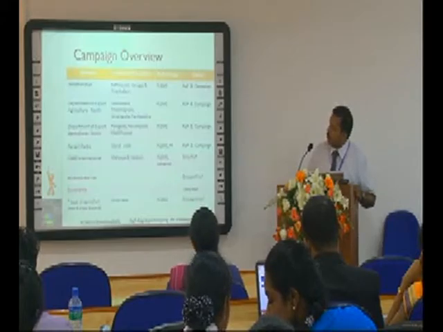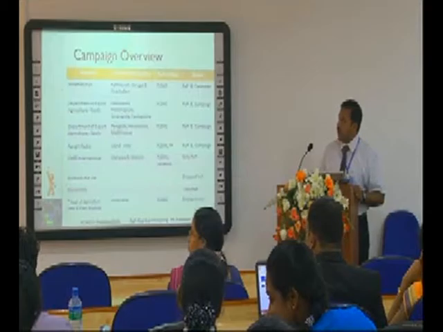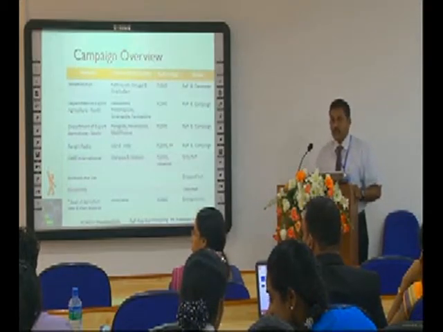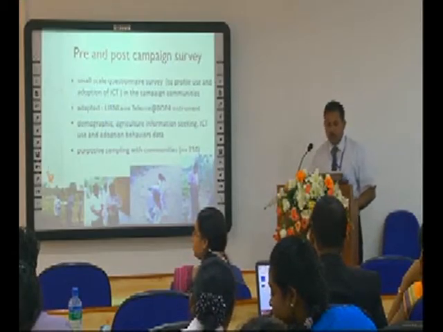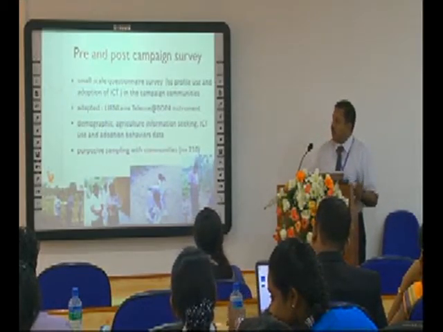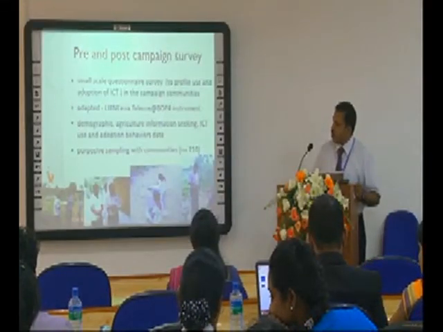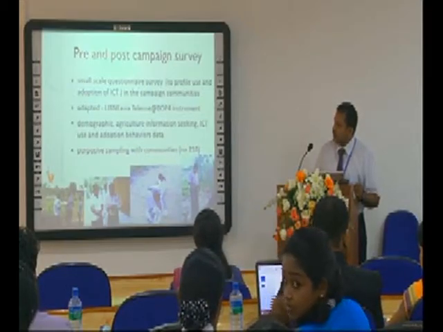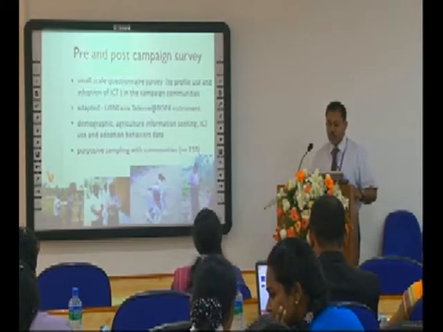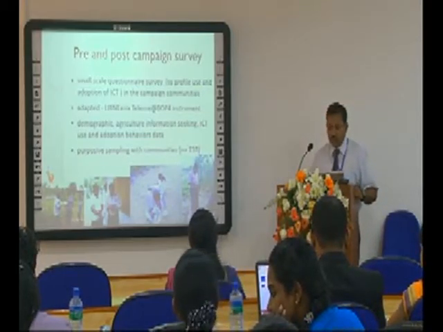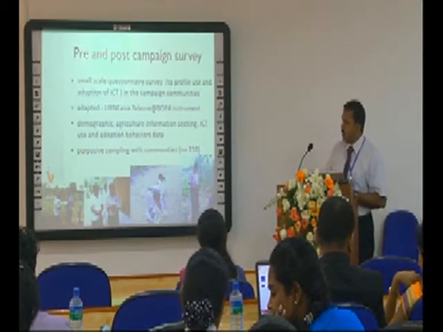So this is the overall picture of the campaign. You can see all the partners we identified and the communities we worked with in this particular campaign. Then we conducted a small-scale questionnaire survey before and after the campaign. We adapted the LIRNEasia Teleuse at the Bottom of the Pyramid 4 instrument to gather the data. It mainly consists of demographic data, agriculture information seeking, ICT use, and adaptive behavior data. We used purposive sampling with a sample size of 210 families.